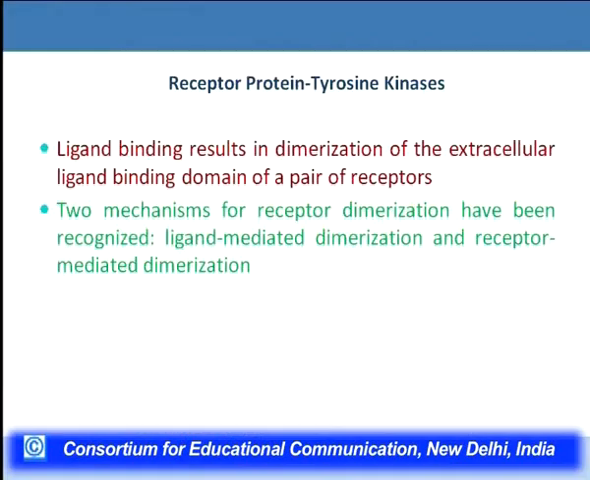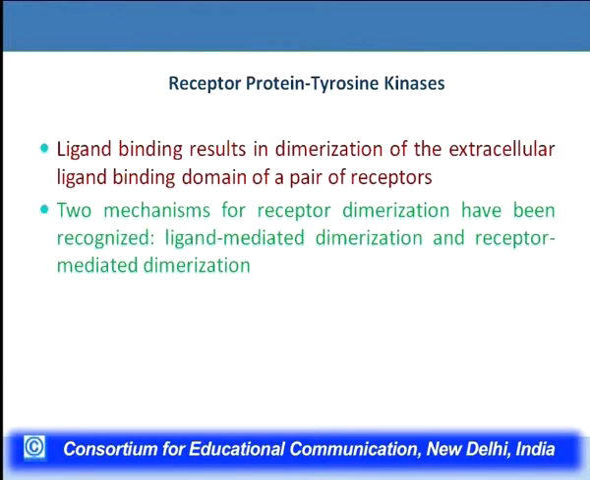So we are concerned here about receptor protein tyrosine kinases. What exactly happens when the ligand binds to receptor protein tyrosine kinases? The activity which leads to the next set of reactions can only happen when the ligand binds and it leads to dimerization of the tyrosine kinase. Whenever ligand binds to the tyrosine kinase molecule present on the membrane, it will lead to formation of a dimer of these molecules, and once that happens, these kinases become active.